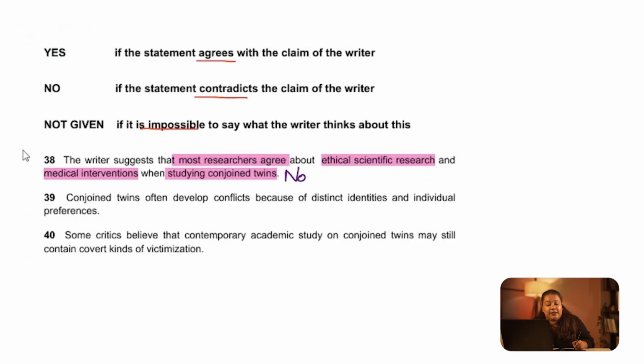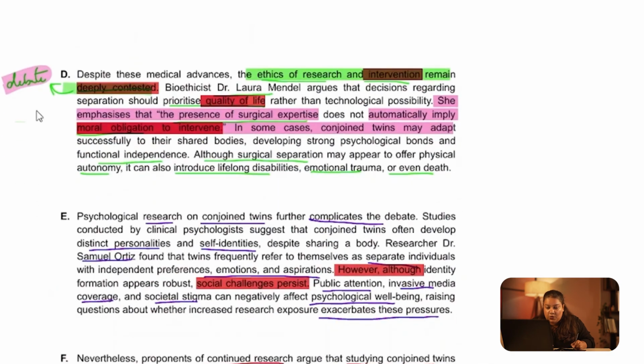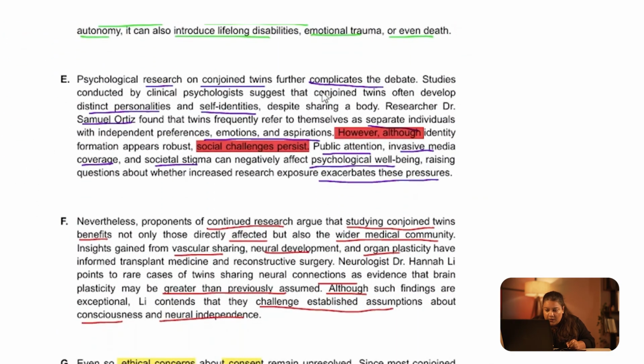Moving to question number 39. Conjoined twins often develop conflicts because of distinct identities and individual preferences. So conjoined twins develop conflicts, distinct identities, individual preferences. So we do have it talking about here self-identities, distinct personalities. Psychological research on conjoined twins further complicates the debate. Studies conducted by clinical psychologists suggest that conjoined twins often develop distinct personalities and identities despite them sharing a body. So independent preferences, emotions and aspirations, public attention, right?